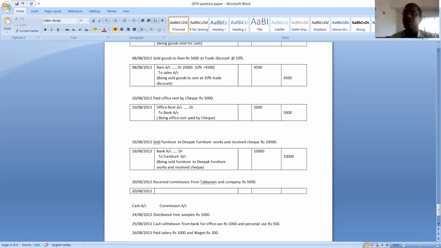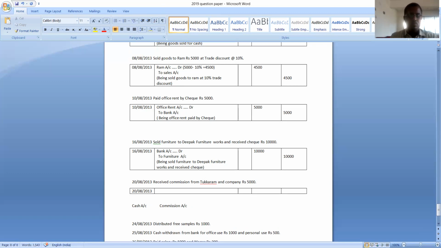Yesterday I was telling you people, in case of this cash receipt and cash payment, if the cause is given for that receipt and payment, then at that time the cause is important, not that person, not that company. Here you are receiving commission from Tukaram and Company. So what is important? Commission is important, not Tukaram and Company. Are you getting my point? Suppose if it is received cash from Tukaram and Company, then cash account and Tukaram Company account. But here it is received commission, the cause is given, the reason is given why you are receiving it. Commission it is. Commission is important, not Tukaram and Company.